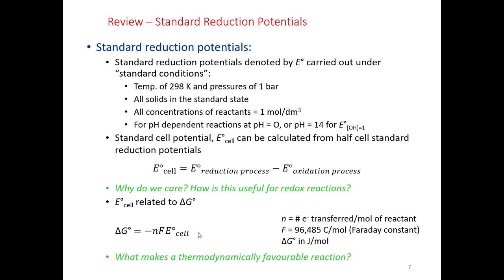What makes a thermodynamically favorable reaction? A positive standard cell potential will always give a negative delta G value because of this relationship right here, negative NFE. So if you have a positive E0 cell, delta G will always be negative, which means the reaction would be spontaneous and thermodynamically favorable. If the E0 cell is negative, however, you'll have a positive delta G and the reaction will be thermodynamically unfavorable.